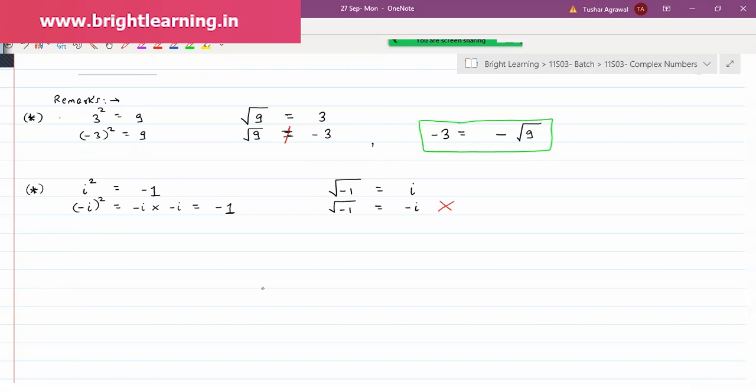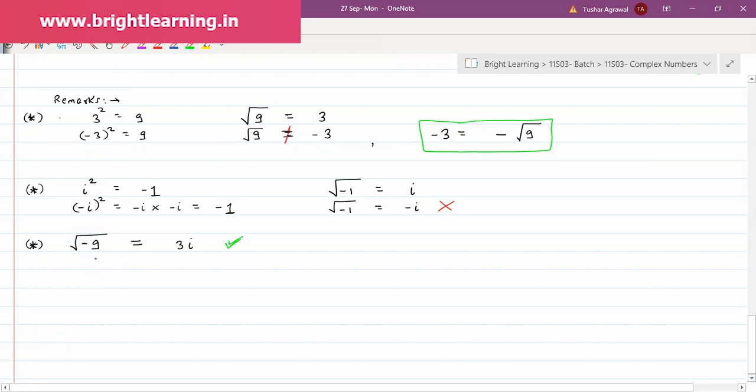Okay, is this clear? And now let's say, what about -9 under root? -9 under root will be strictly 3 times i only. This is perfectly correct. But if you use the -9 under root symbol and you write minus of 3i, this is definitely 100% wrong. Although the reverse is true.